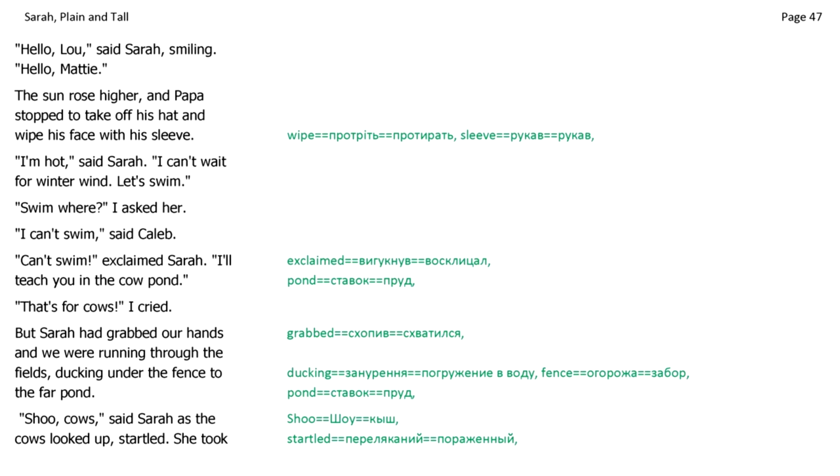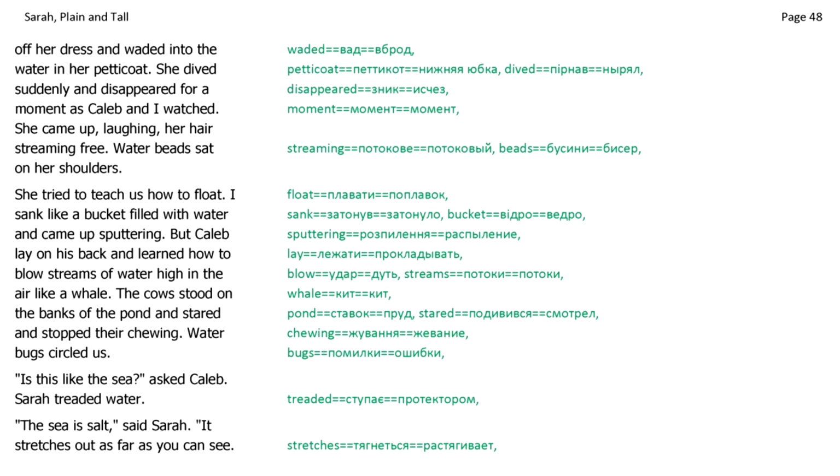"I can't swim," said Caleb. "Can't swim!" exclaimed Sara. "I'll teach you in the cow pond." "That's for cows," I cried. But Sara had grabbed our hands, and we were running through the fields, ducking under the fence to the far pond. "Shoo, cows," said Sara, as the cows looked up, startled. She took off her dress and waded into the water in her petticoat. She dived suddenly and disappeared for a moment as Caleb and I watched. She came up laughing, her hair streaming free. Water beans sat on her shoulder.